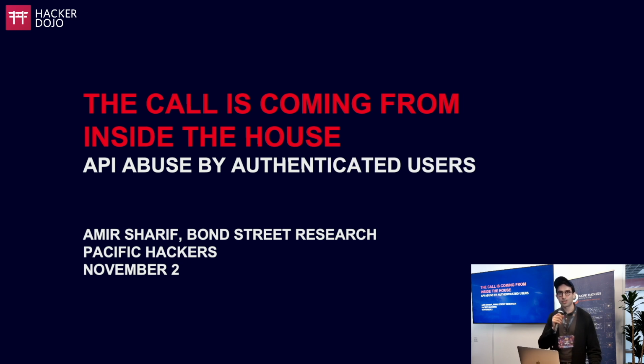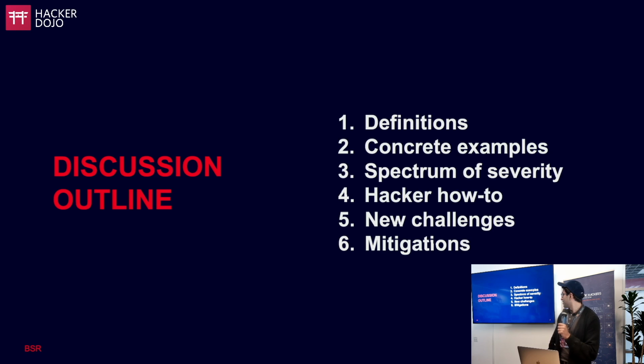My name is Amir, I'm a researcher, and today I'm going to be speaking to you about a set of vulnerabilities related to API authorization flaws. So it's a really specific subset of API vulnerabilities, but one that tends to be quite prevalent, and the impact can be pretty material. So the talk itself, we're going to start with some definitions just to get everyone on the same page, make sure we are talking about the same types of vulnerabilities, and then I'm going to get into concrete examples.